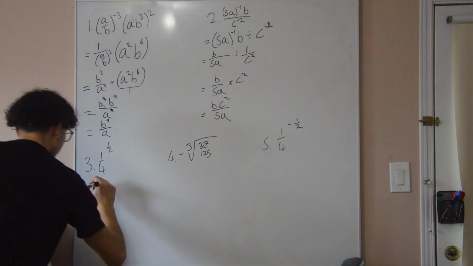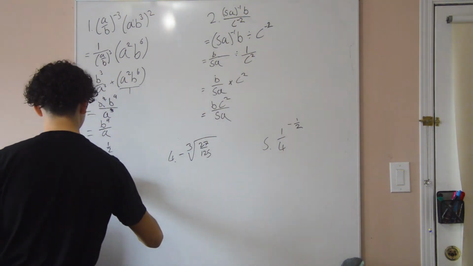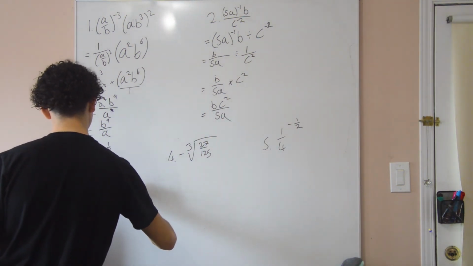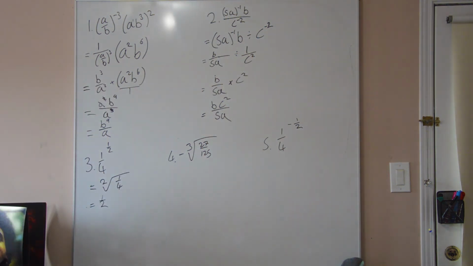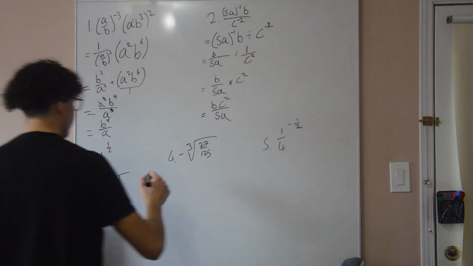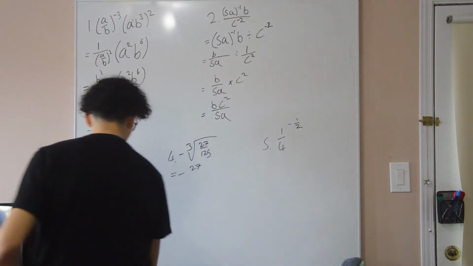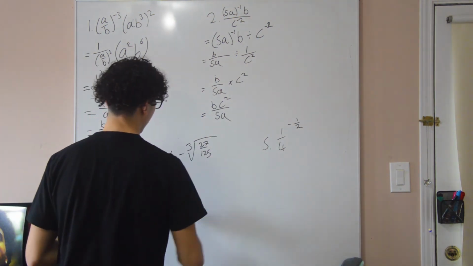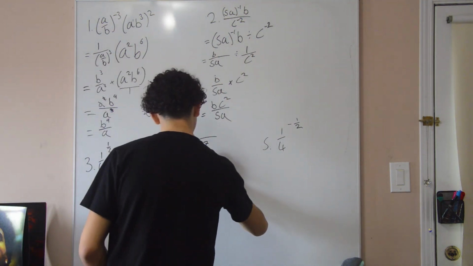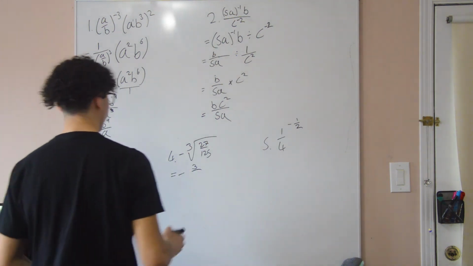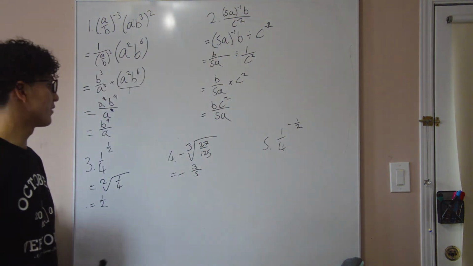These ones are pretty simple. 1 over 4 to the power of 1 over 2, just the square root of 1 over 4, and it's 1 over 2, just like that. This one right here becomes negative. And real quick, what is the third root of 27? Well, it's 3. And the third root of 125, well, that's 5. So our final answer is negative 3 over 5.